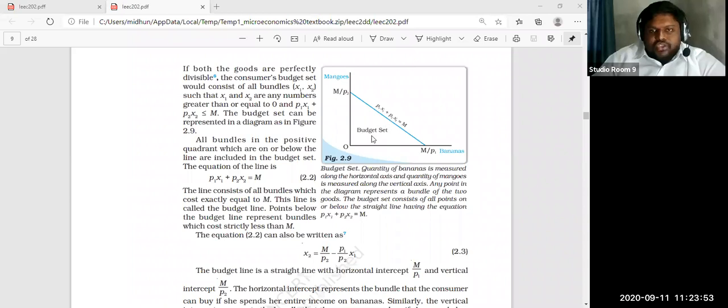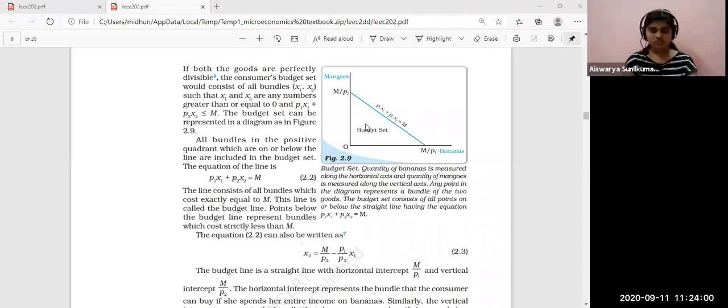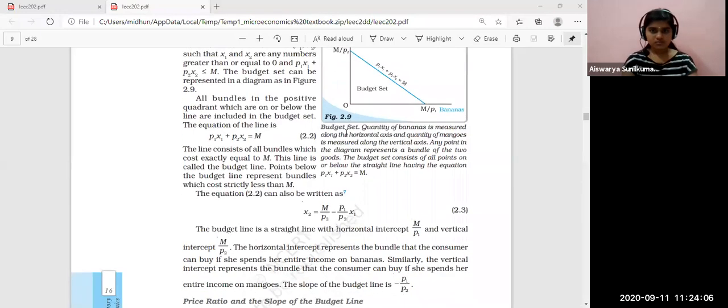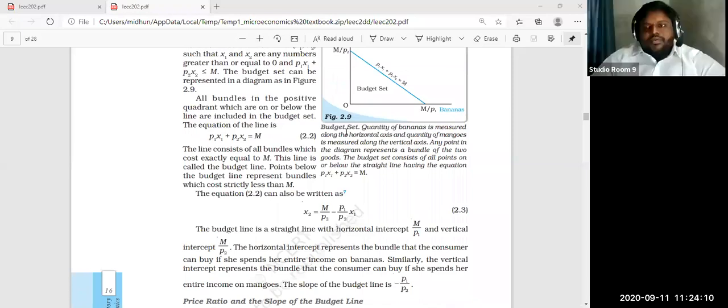Anyway, I will show that on the board too. Then you can understand. I want to show that. So just understand the idea here. Okay, is this clear or not? The budget line, we will explain again one more time.